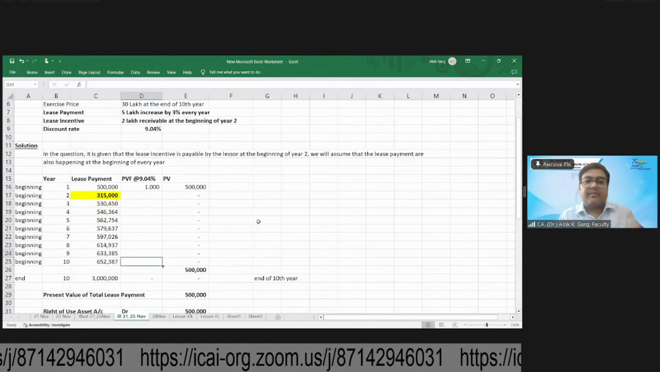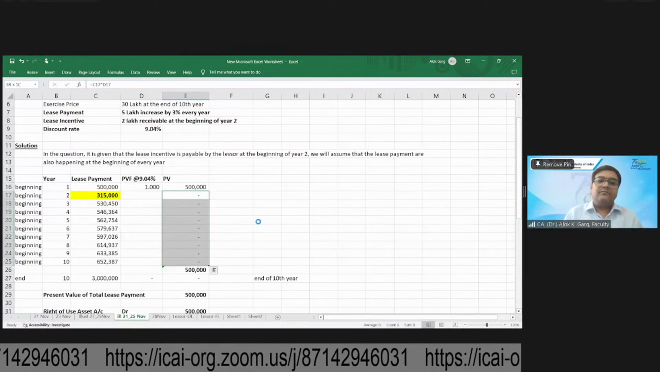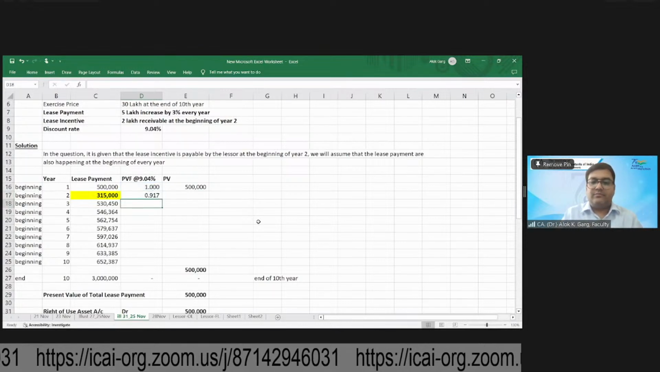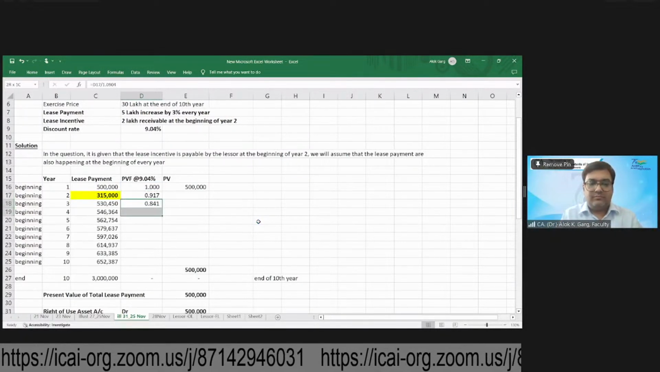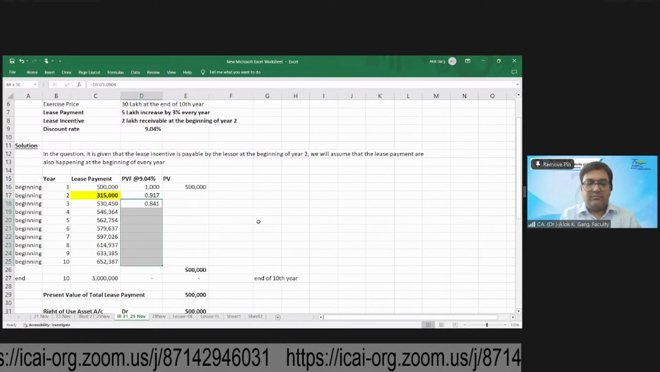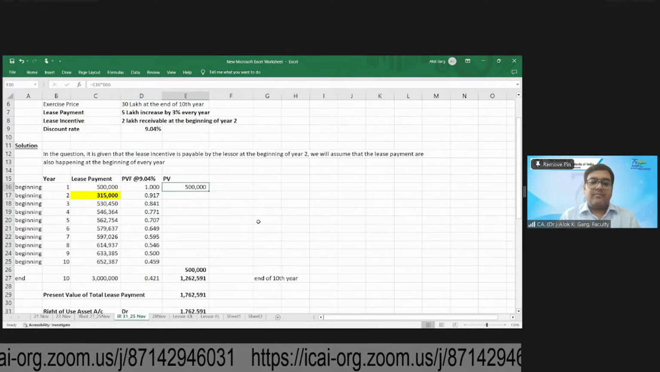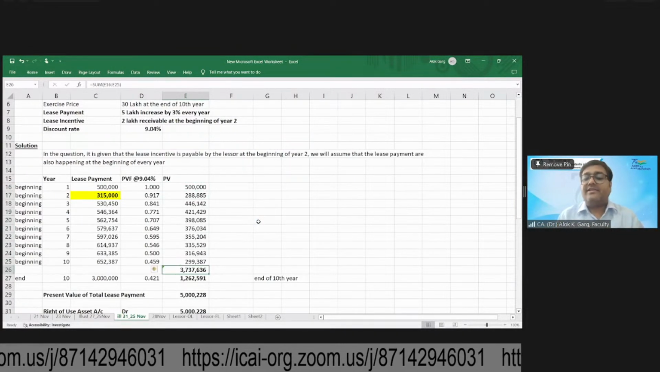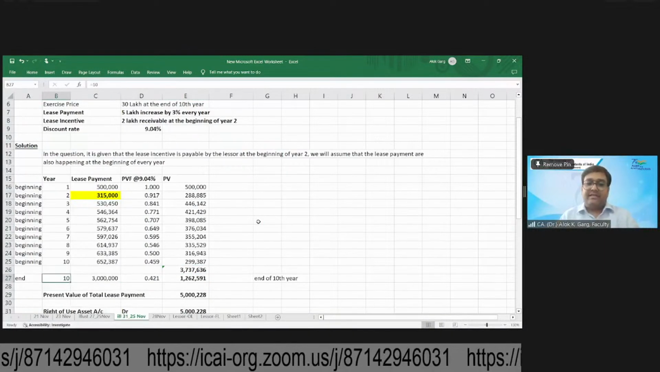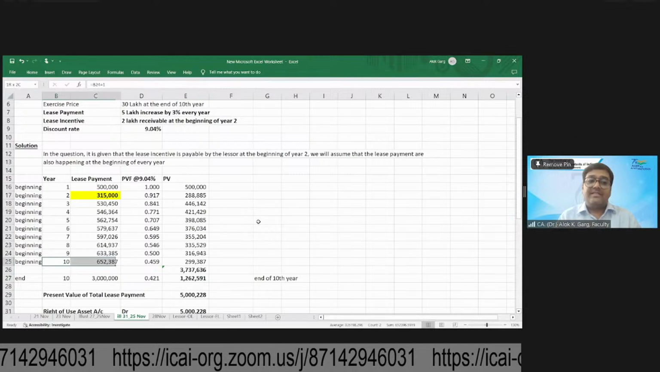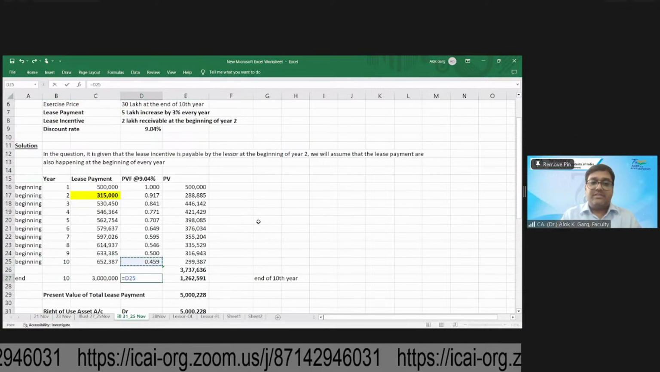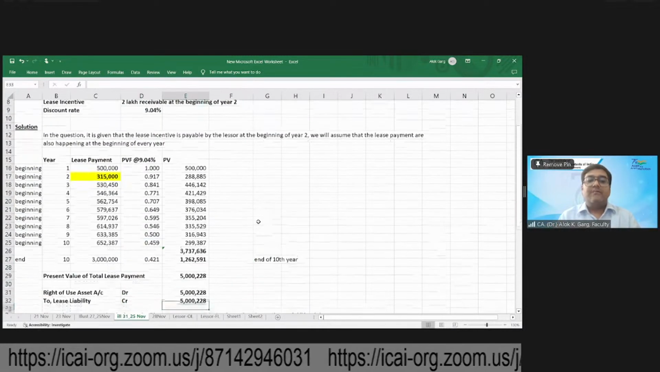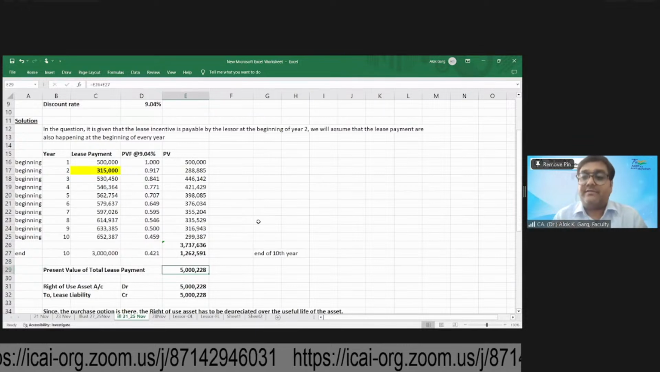Then I'll calculate the discount rate, 1 divided by 1.0904. And this is the present value of the lease payment, 37,37,636 at the end of the 10th year. And this is at the end of the 10th year, and this is the beginning. So again, I need to compute this divided by 1.0904. The present value of the total lease payment comes out at 50 lakh rupees.